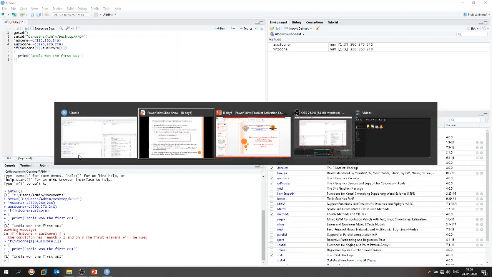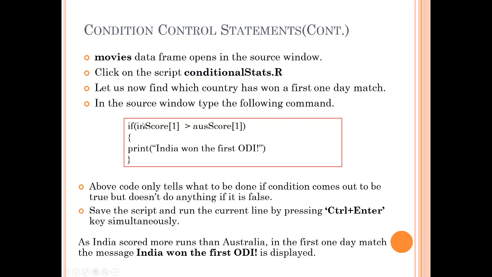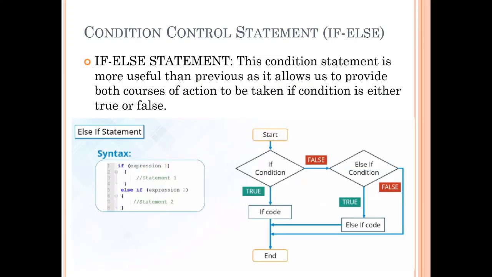So this is the simplest if statement that we can have. It only says what to do if the condition comes out to be true, but such an if statement may not be more useful when you want to have an alternate course of action if the condition comes out to be false. So for performing that, we have the if else condition in pair.